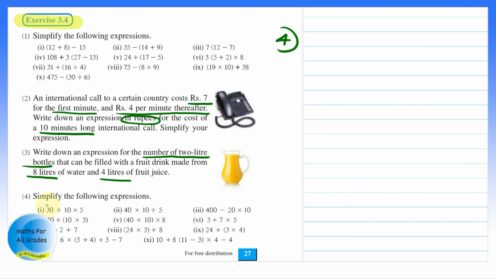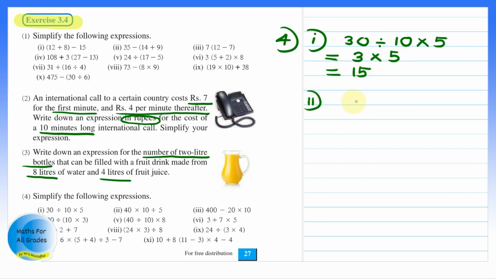Question number 4. Simplify the following expressions. Room number 1. 30 divided by 10 times 5. Here you got division and multiplication. So I think you can remember the rule. The rule is start from left to right. So let's do this division first. 30 divided by 10 equals 3. 3 times 5 equals 15.